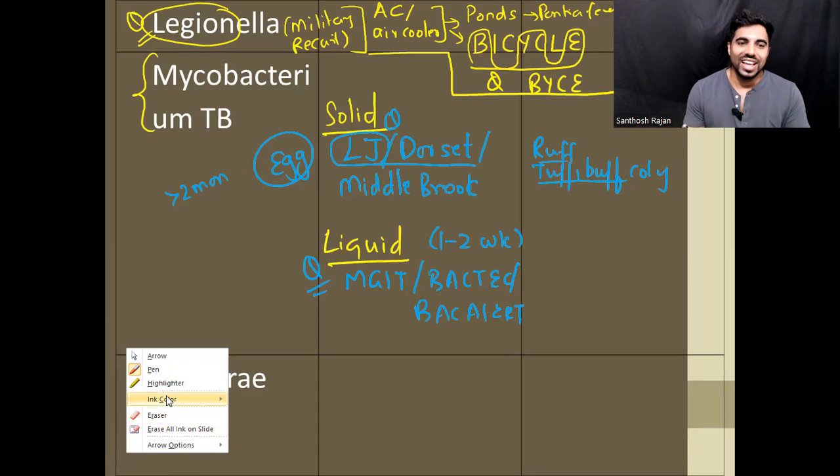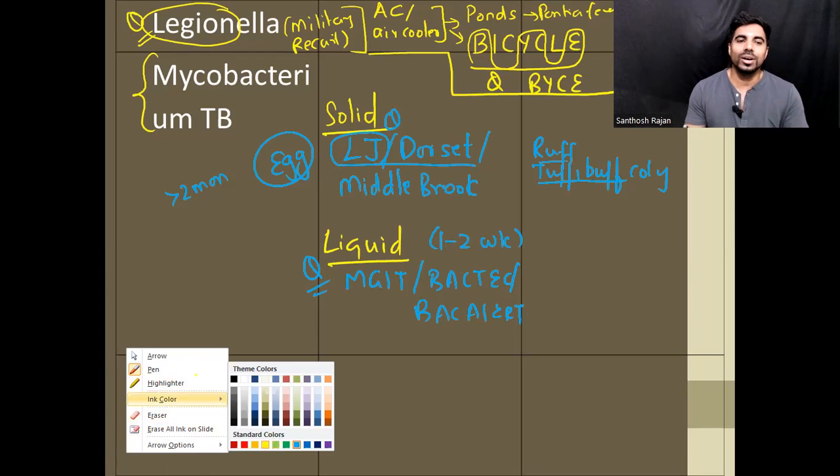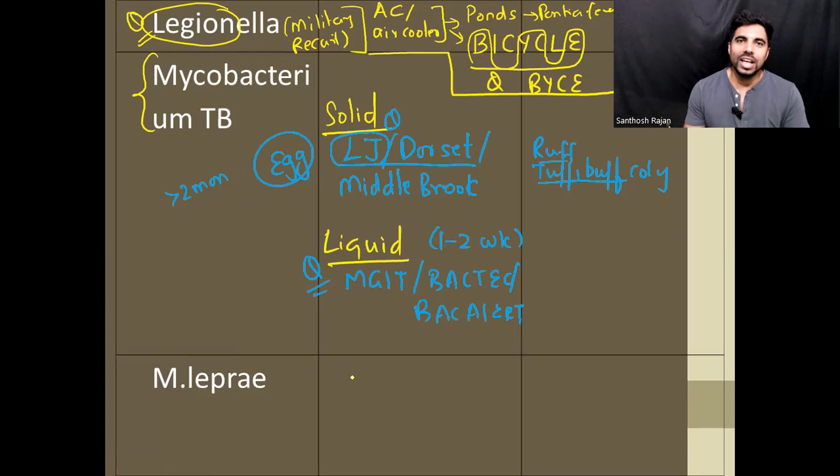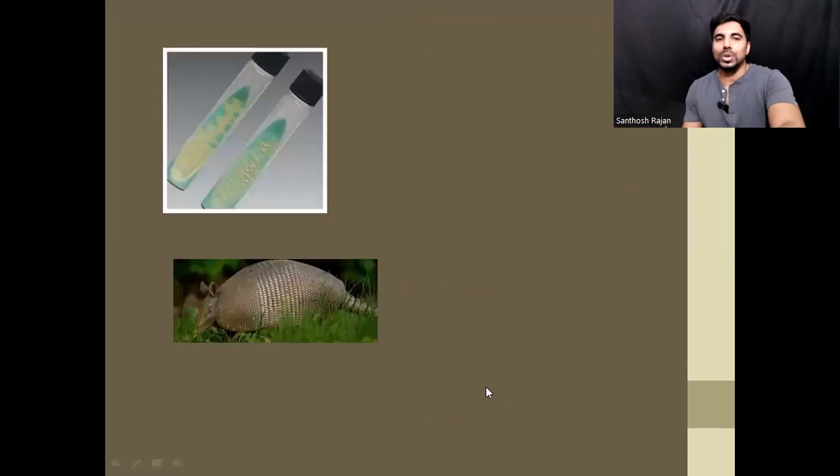Now, what about Mycobacterium leprae? Does Mycobacterium leprae have any culture media? No artificial culture media. So instead, in which animal can they be grown? Nine-banded armadillo. Okay, nine-banded armadillo. I'll show you the picture, armadillo. You can have that question also.